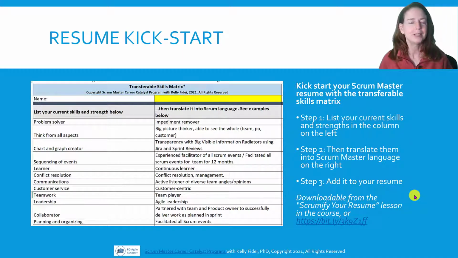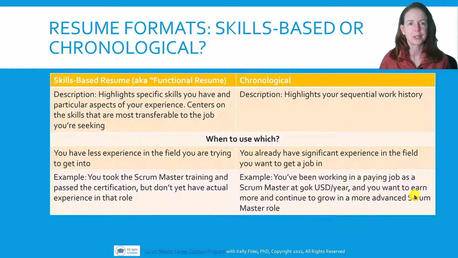So step one is list your current strengths. I'm sure you have many, and your skills. In the left side column, step two, translate them into the Scrum Master language on the right. And some you may not even need to translate. Leadership might just be leadership. And step three, the most important, of course, is add it to your resume. So this is downloadable. You can download this directly from the program by clicking on the Materials tab. And I'll show you a picture of that in a minute.